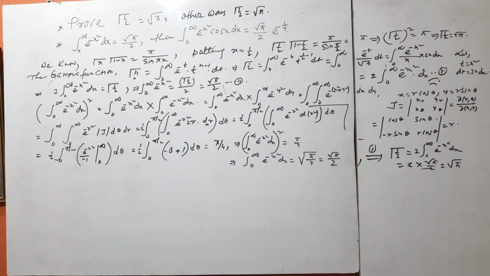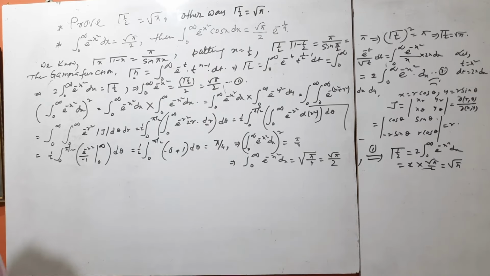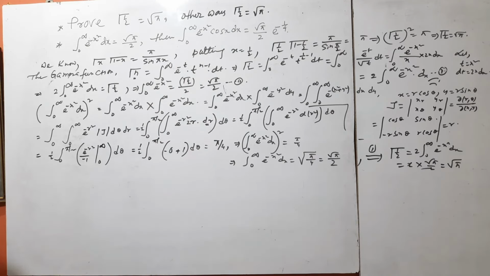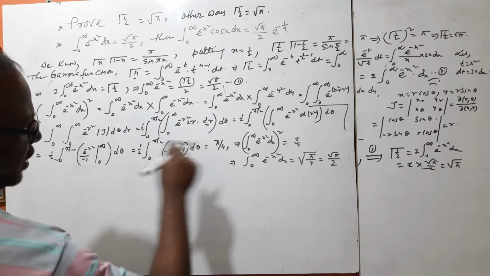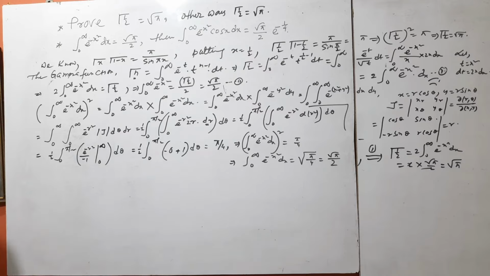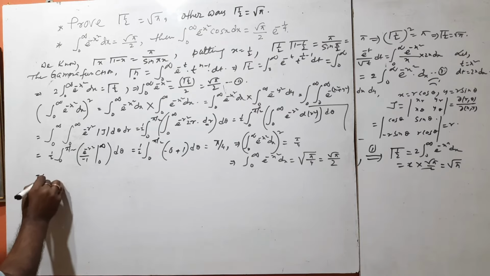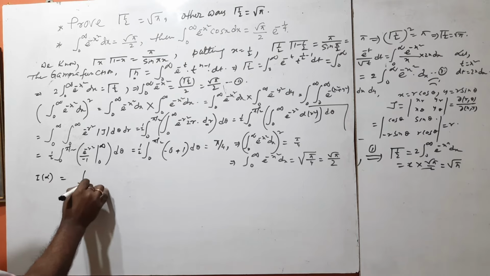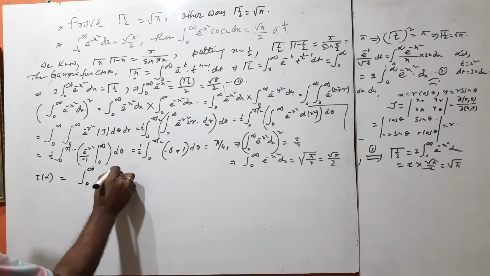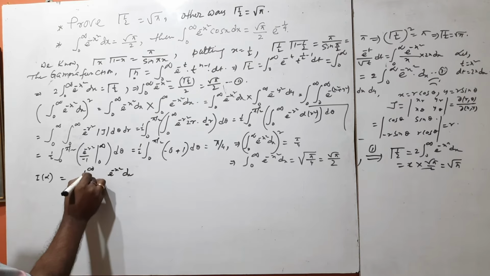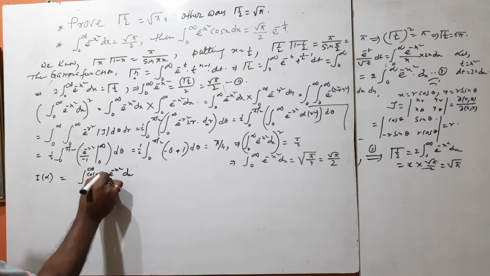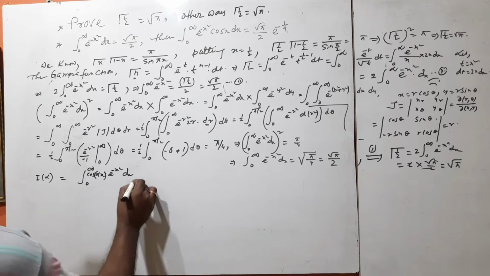Also from this relation we want to find the value of this. The integral from 0 to infinity of e to the power minus x square dx is root pi by 2 here. So let us define another function, I of alpha, as the integral from 0 to infinity of e to the power minus x square cos of alpha x dx, where alpha is the parameter.